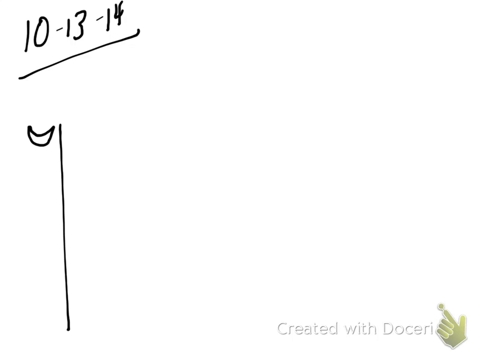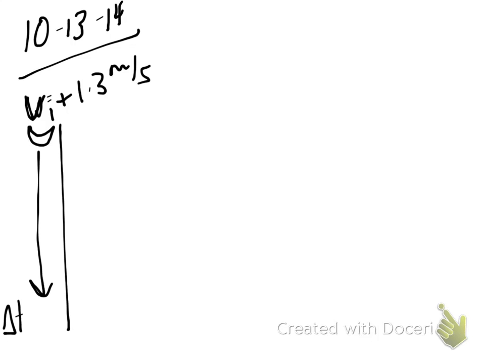So we've got our banana clutched in our teeth, and you drop it. Whoops. So the banana has an initial velocity of 1.3 meters per second upward, because the banana is moving with you. So what we want to know is, what is the velocity of the banana after delta t equals 2.5 seconds.